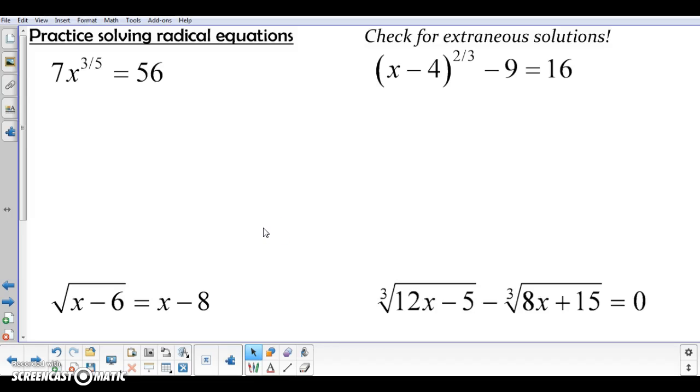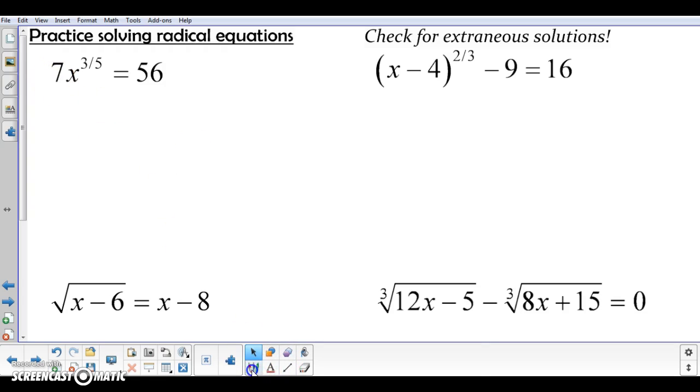In this next video, we're going to practice solving several radical or rational exponent equations. Let's begin. First one, top left corner, 7x to the 3/5 power equals 56. Well, the idea here is I need to undo all the stuff that happens to x in reverse order. So x to the 3/5 times 7.